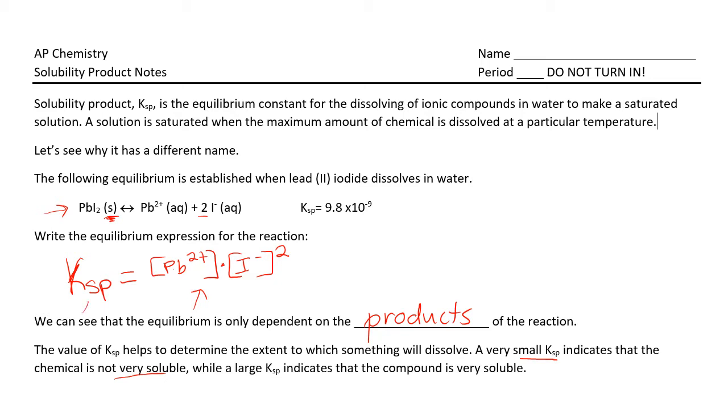If this is a small value, these are small values on the right side, so not much of it has dissolved. When we have a very large KSP, it's going to indicate our compound is quite soluble, and we would have a lot of ions on the right side. So looking at just that KSP value, we can kind of tell what's going on with our chemicals and how they are reacting or dissolving.